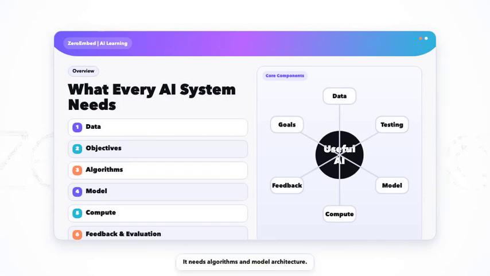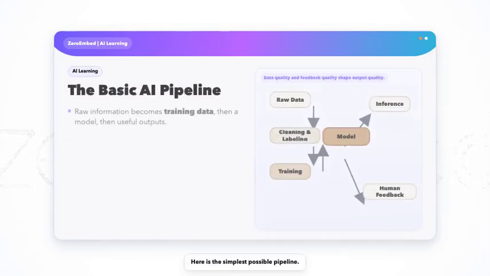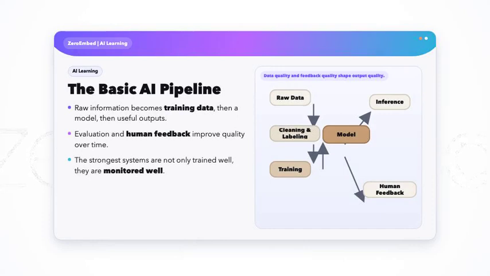It needs algorithms and model architecture. It needs computing power for training or inference. And it needs evaluation and feedback, because performance without measurement is just guesswork. Here is the simplest possible pipeline.